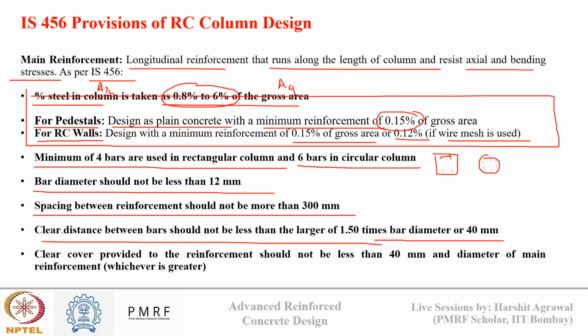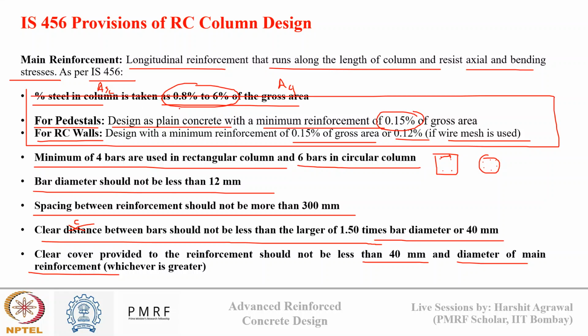Okay, so this will be the clear cover. That should not be less than 1.5 times the bar diameter or 40 mm. At least 40 mm clear cover we need to provide, or the diameter of main reinforcement, whatever it is. So these are different criteria that have been mentioned in IS code.